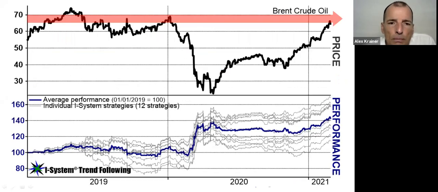Here you see again the performance of a set of systematic trend following strategies. Again, no idea what's going on in the market, no analysis of fundamentals, the demand, supply, geopolitics, whatever, just simply reacting to what's going on in the market and sailing along with the trends.